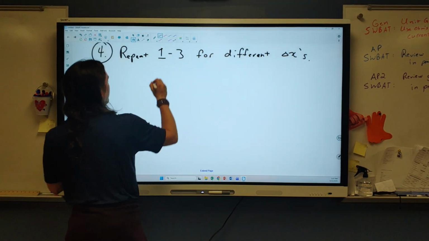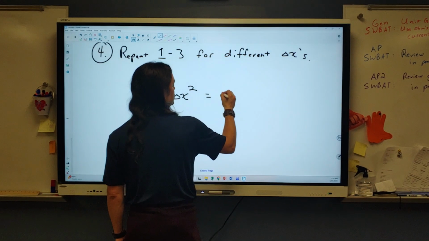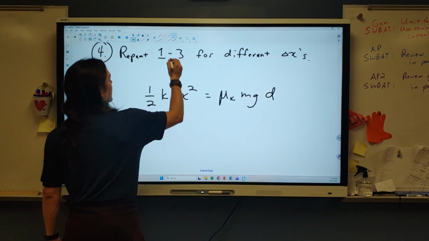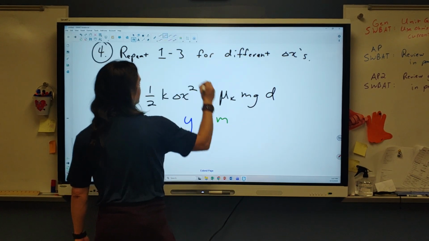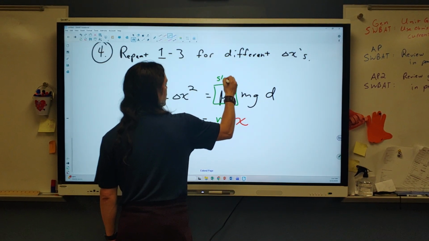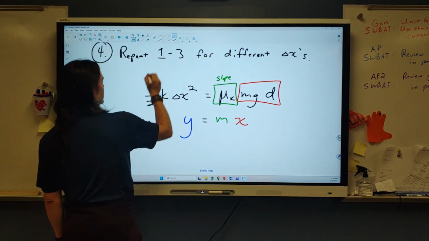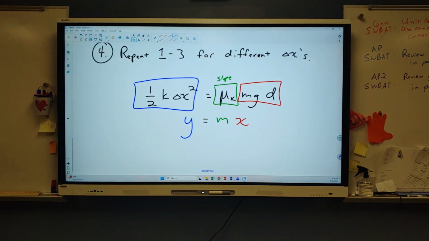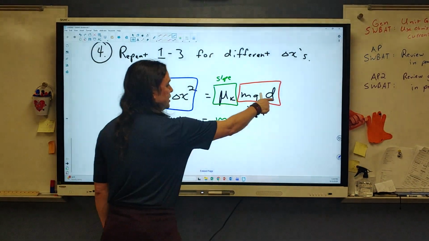So with this, I had the following setup. 1/2 K delta X squared. That's my spring potential energy. And it goes into mu sub K times mg times d. This was what I derived. In this case, remember, we generate a straight line by y equals mx possibly plus b. In this case, if I want to make the thing I'm looking for to be my slope, here's how I set this up. Now I can tell that I need to graph mgd on the horizontal axis and 1/2 k delta x squared on the vertical axis. That's if I want my slope to be specifically mu sub k. This isn't the only thing that I could graph. I could graph delta x squared as a function of d.